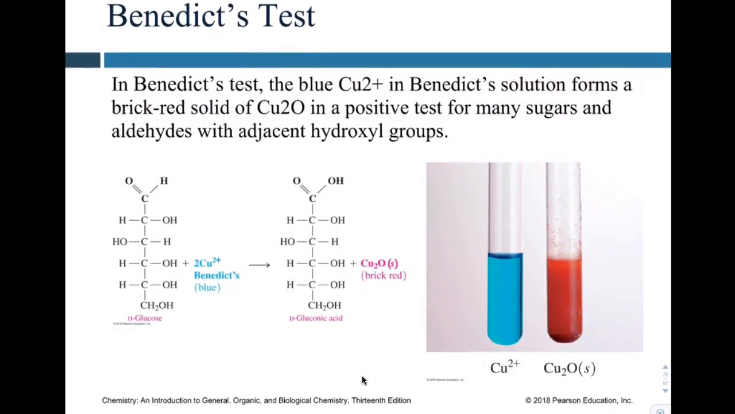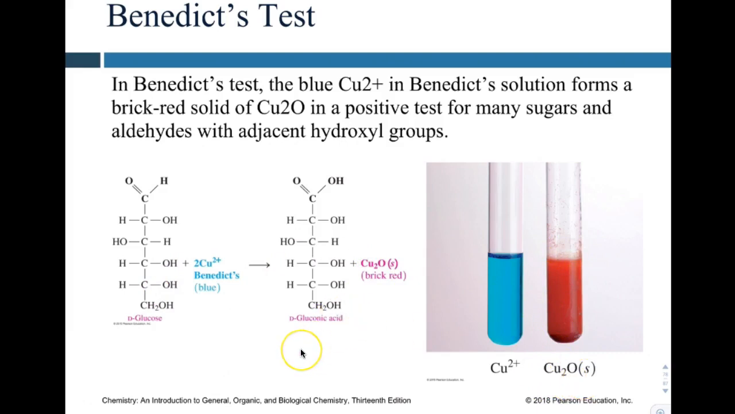And so you can see here's a Benedict's test. Here is a sugar, glucose, and glucose has an aldehyde end, and see all these little hydroxyl groups hanging off right here? So it has an adjacent hydroxyl. And so the Benedict's test is great to test for glucose because glucose fits the criteria for aldehyde with a hydroxyl group adjacent. So you will start with your Benedict solution, which is blue. If you put it in the presence of glucose, it will make that brick red, this copper 1 oxide.